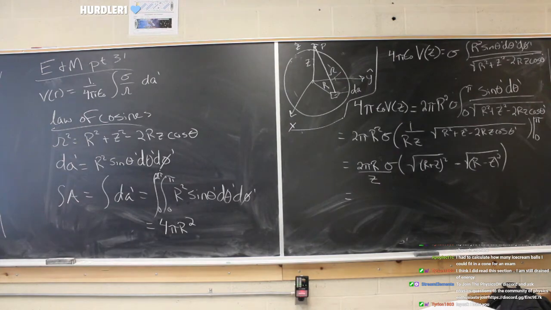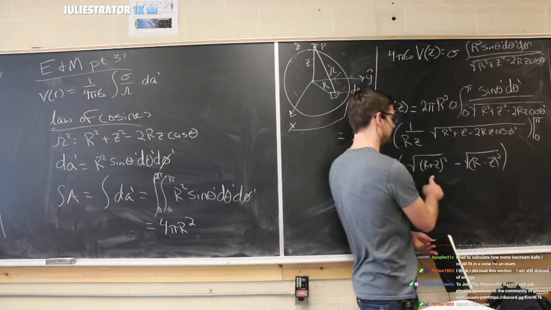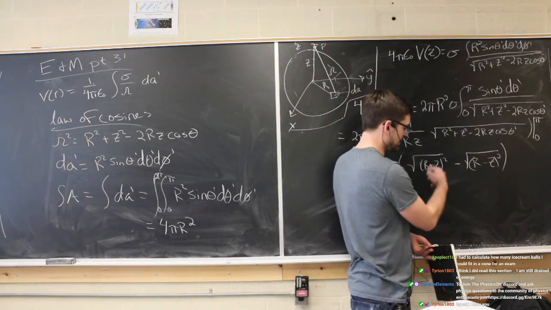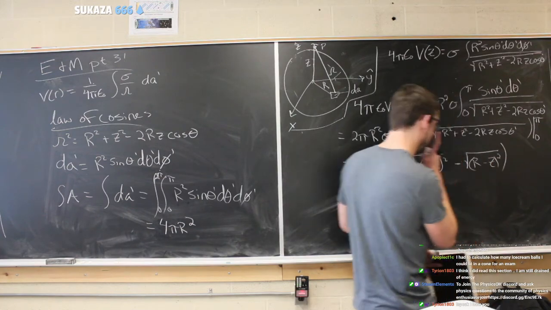For outside the sphere, we'll need z minus r. And then for this term, this one doesn't matter because we're just going to keep it positive for the whole thing. But this one, we'll need z minus r for the outside and r minus z on the inside. Okay?